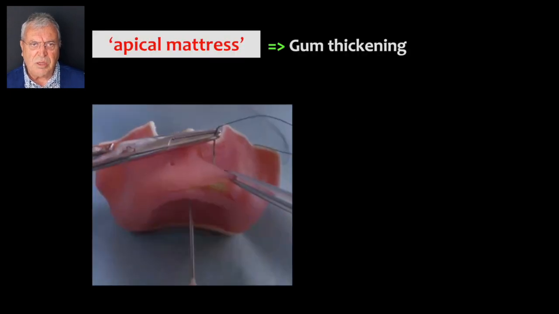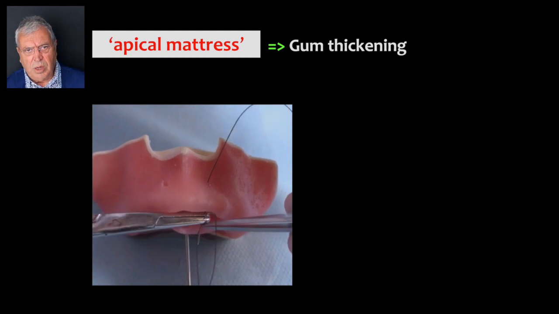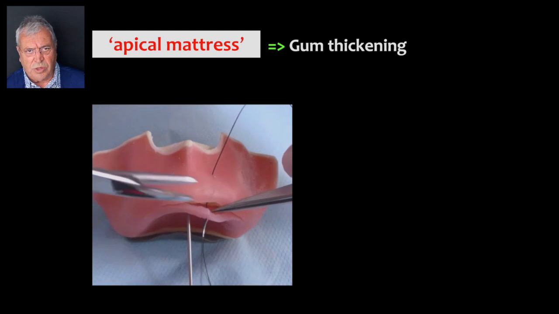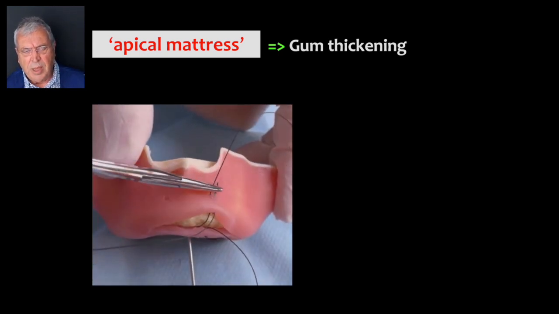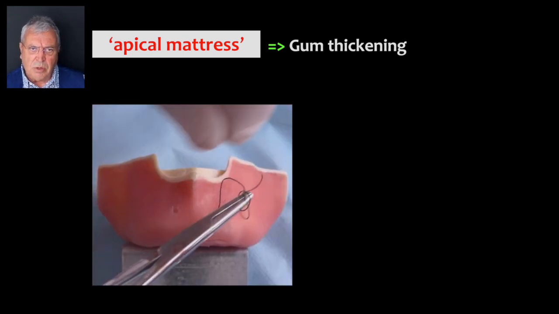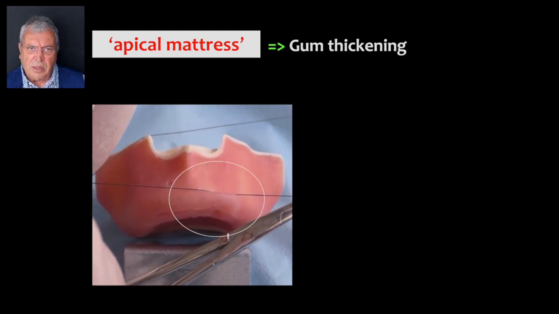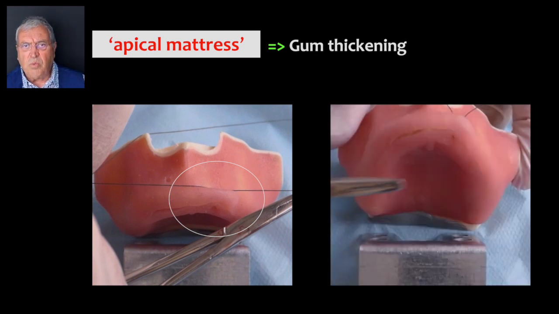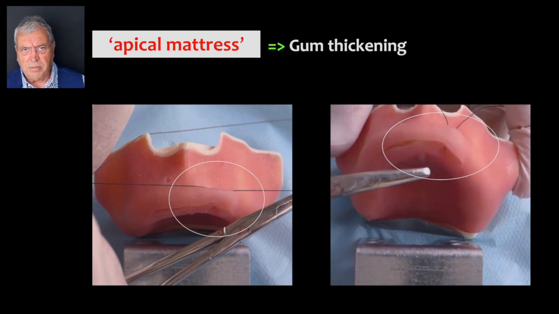I want to show you. This is in the maxilla. We go inside into the palate, we go back, and then the outlet is horizontal, 1.5 centimeters from the margin. And then when we tighten the sutures, we see the thickness increase. But at the same time, we see that we have too much soft tissue, more than necessary.